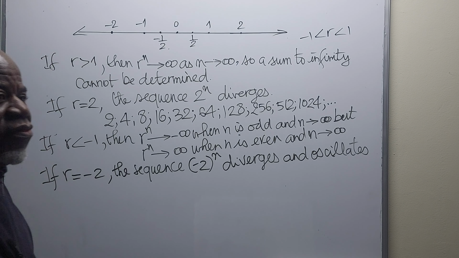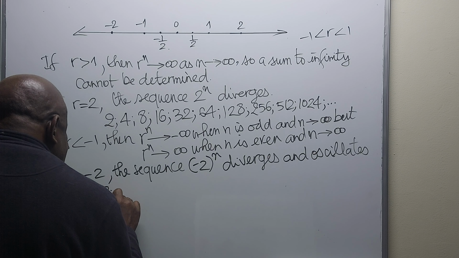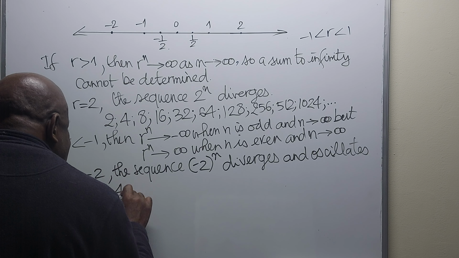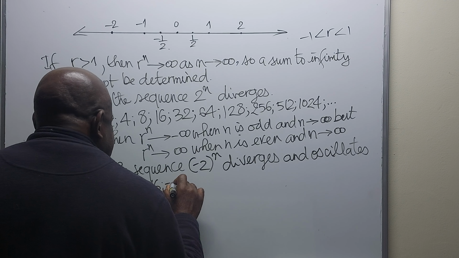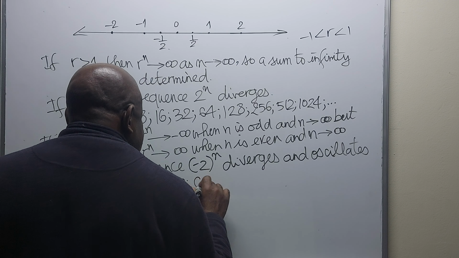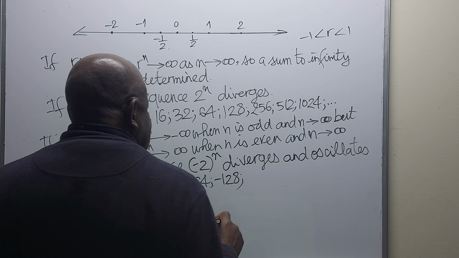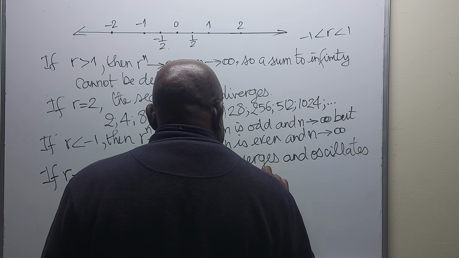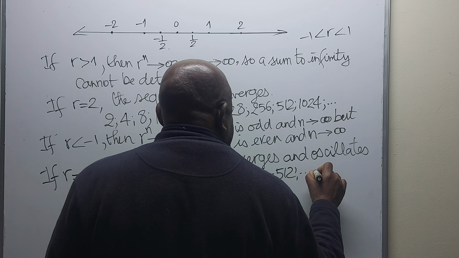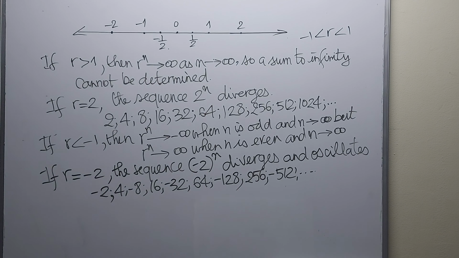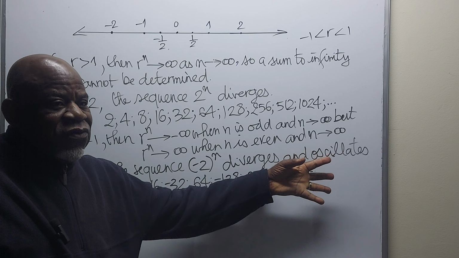What does that mean? So we're going to have, as previously here, negative 2, the next one will be 4, negative 8, 16, negative 32, the next one will be 64, negative 128, the next one will be 256, negative 512, and so on. We're having a sequence which diverges and oscillates.